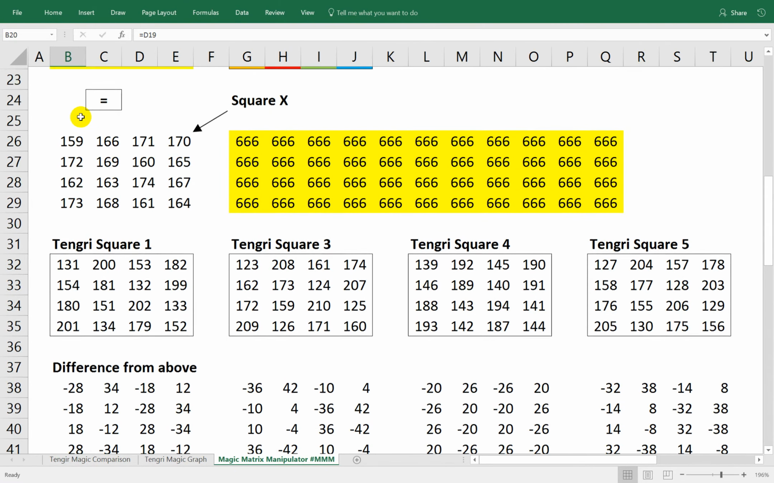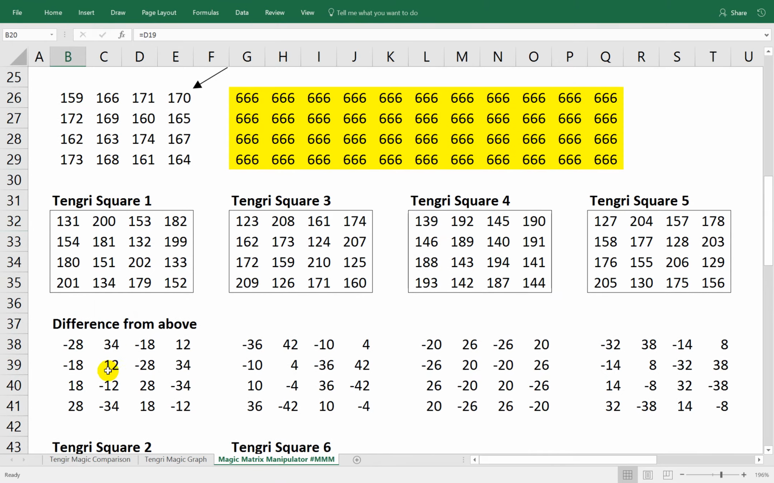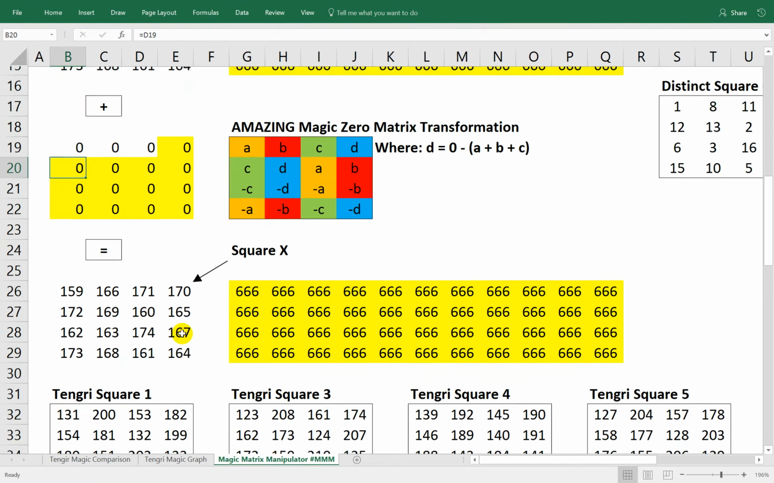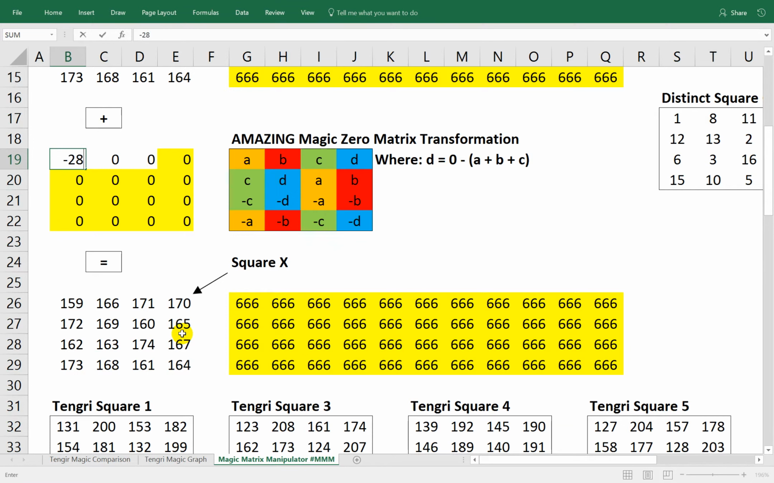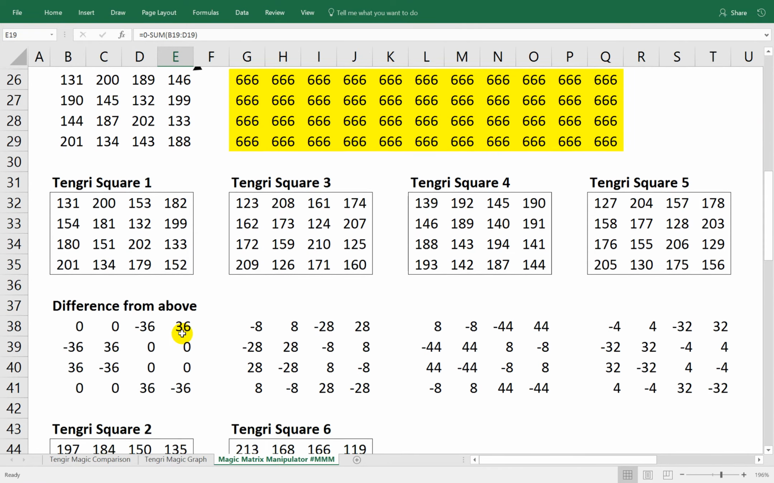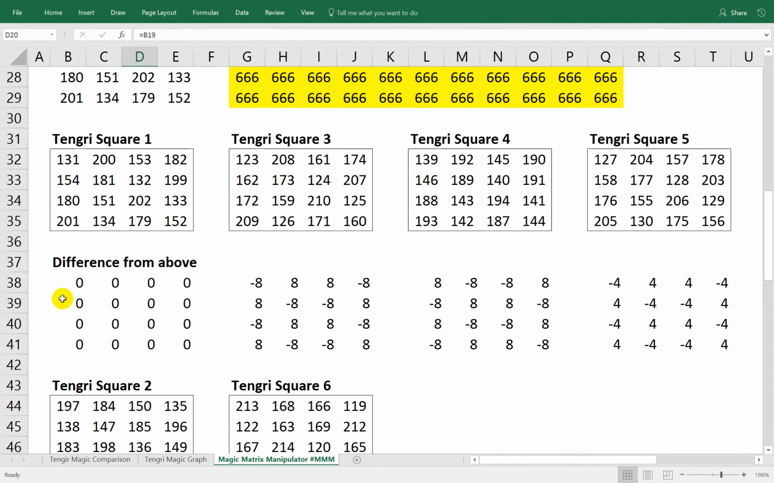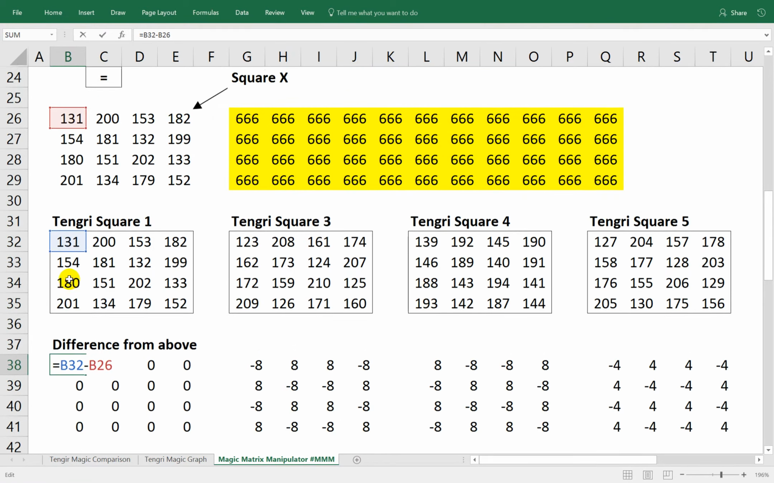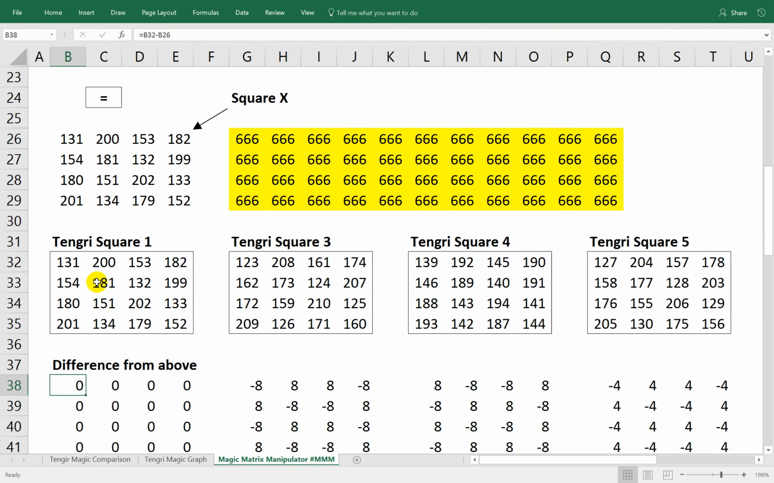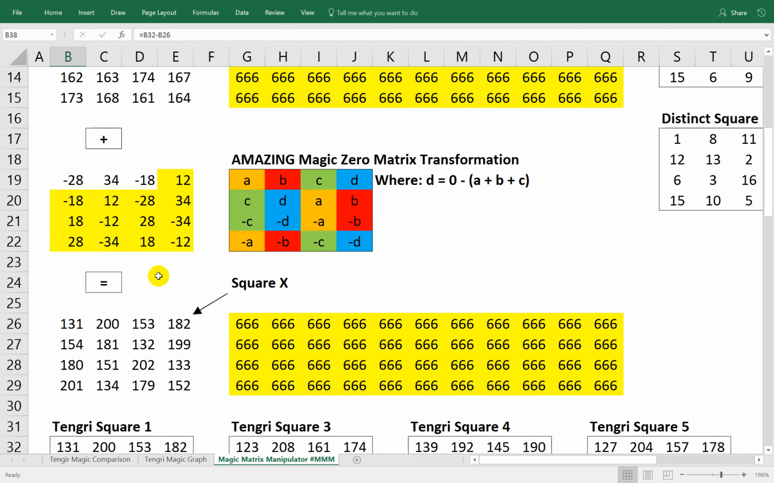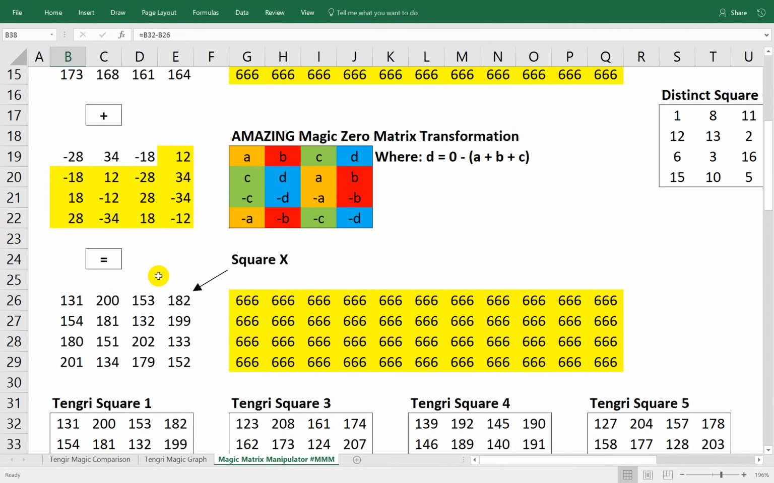And notice the difference here from my original one is this 28, this negative 28, 34, 18. We can just put negative 28, 34, 18. Whoops. Is that what we get? Okay, no, it was actually negative 18. So this is negative 18. And yeah, we get differences 0, 0. This is just the difference between the square above, just to double check if it's right. Just subtract them. Yeah, so this is the exact same one. So we got the Tengri square 1 just by manipulating these numbers.